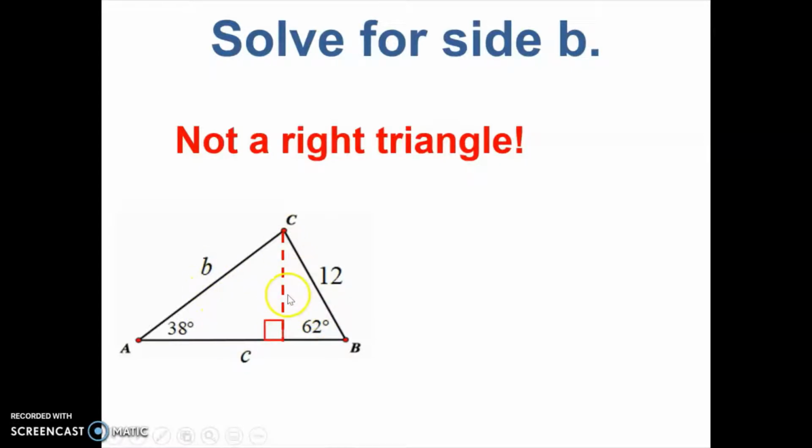So try it, find the height here. All right, in this case, to find the height, we can use sine. Sine is opposite over hypotenuse. I set it up here, h over 12. Solving for h is 12 times this, and that means it must be this value here. So now we know the height is 10.6.